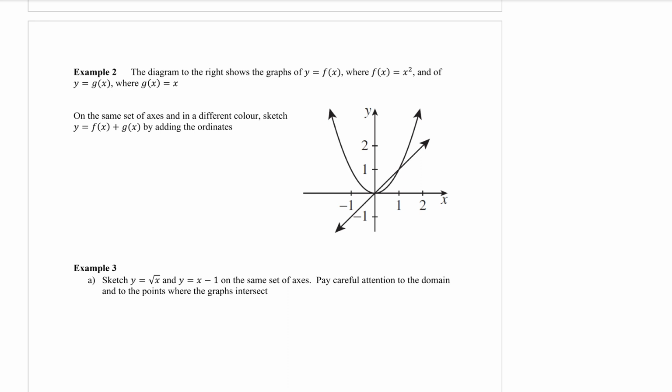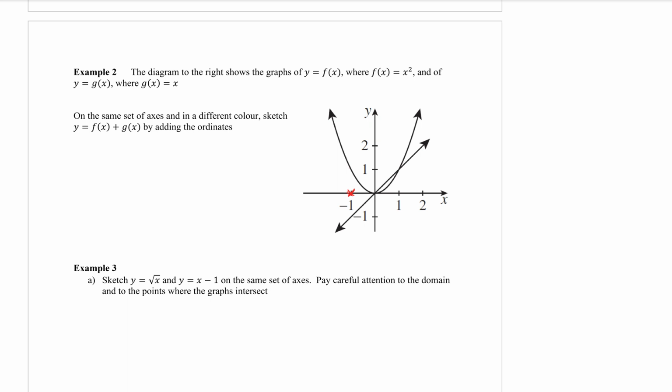So we want to, on the same set of axes and in a different color, sketch f of x plus g of x by adding the ordinates. So I'm going to start on the left-hand side of my graph, here at x equals -1. The parabola is 1 above, and the line is 1 below. So 1 plus -1, they're going to cancel each other out, and I'm going to get a cross on 0.